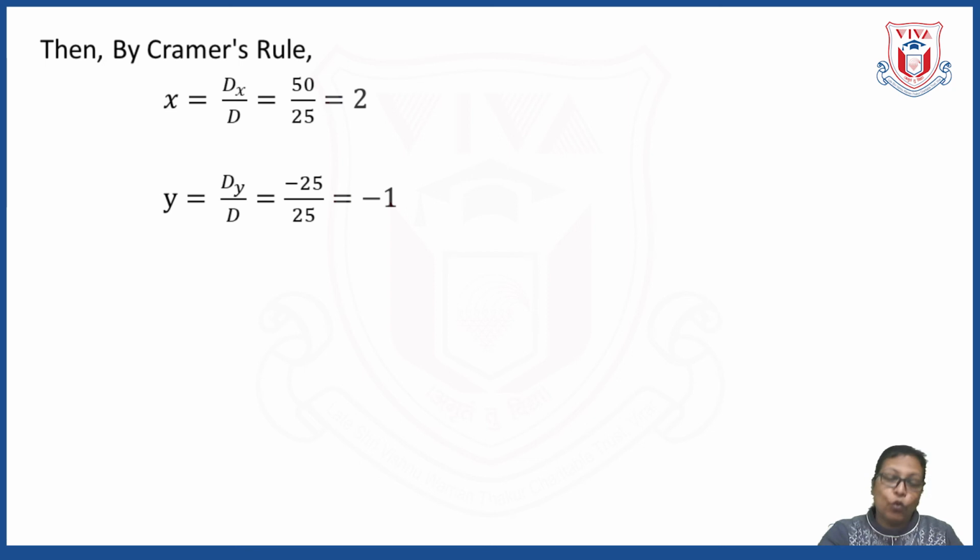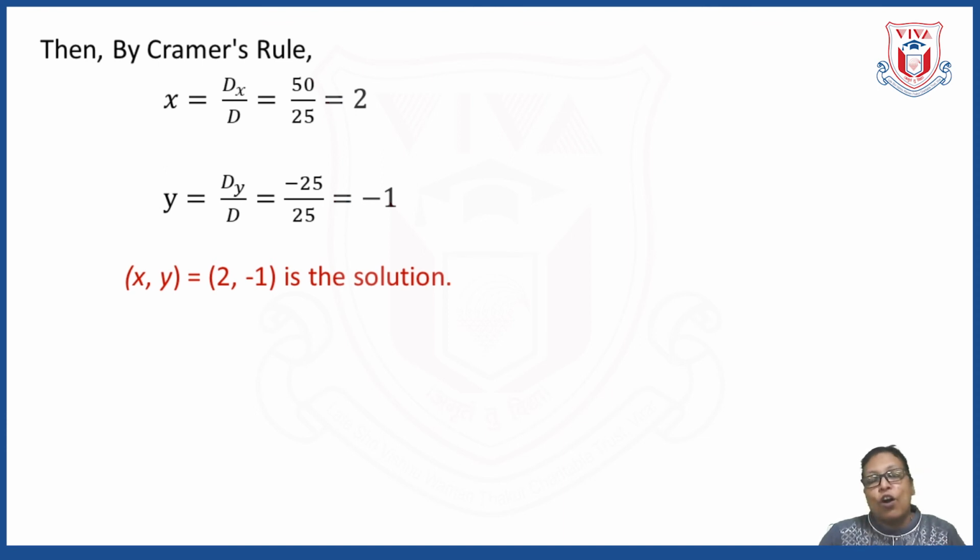And finally, don't forget to write down the solution as an ordered pair, that is (2, -1) is the solution, or you can simply write x is equal to 2 and y is equal to -1. Okay, your choice. You can write it as an ordered pair or you can write it in the form of equal to sign also. I hope you must have understood this method.